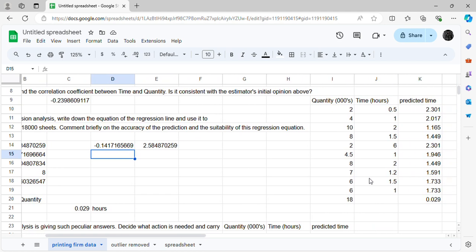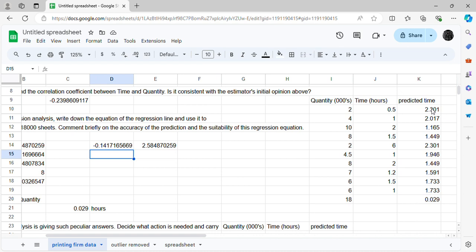So let's predict the time for all the quantities, including 18,000 sheets. So equal 2.585 minus 0.142 times the quantity. And let's copy the formula to all the other cells to be predicted.